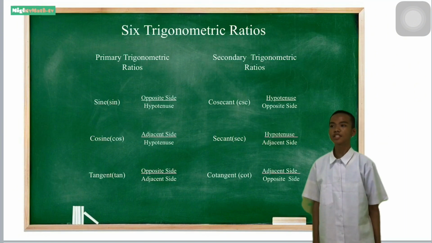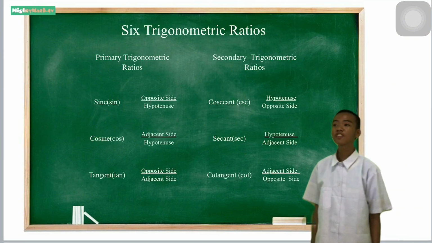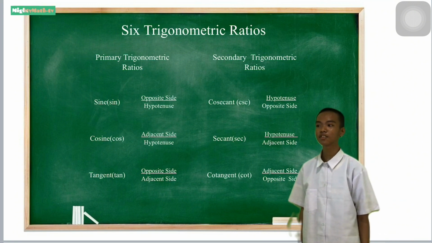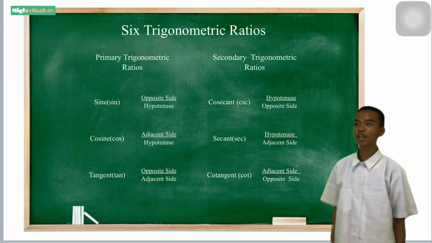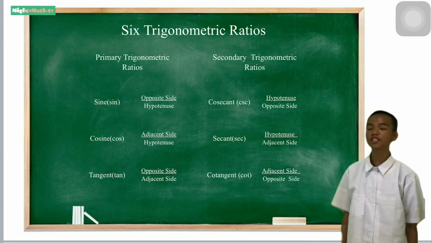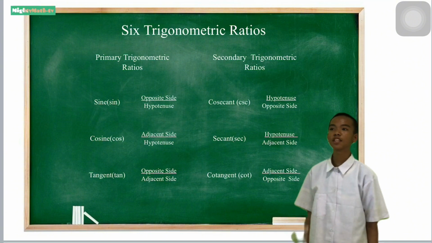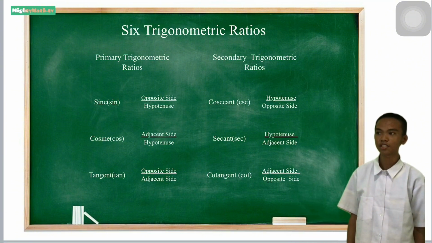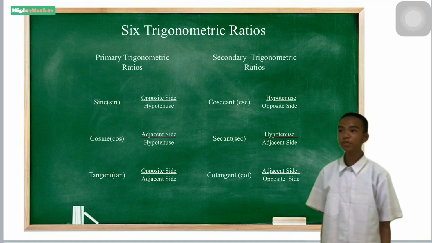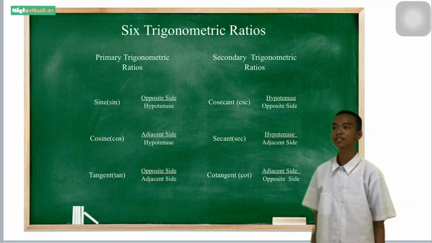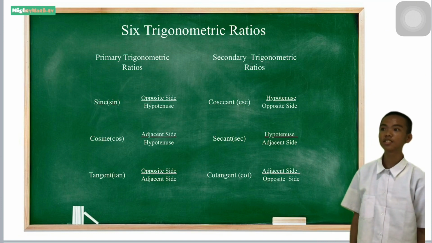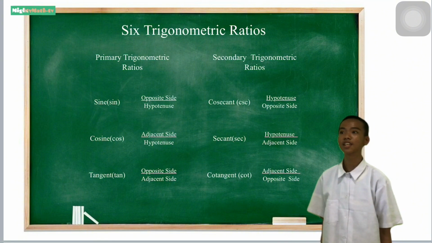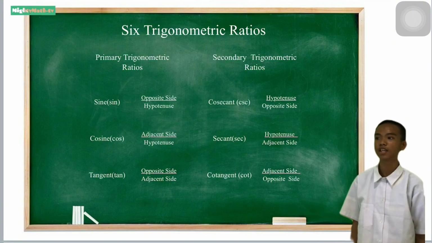trigonometry. The 6 primary trigonometric ratios are sine, cosine, and tangent, and the reciprocals are cosecant, secant, and cotangent. Sine is opposite side over hypotenuse. Cosine is adjacent side over hypotenuse. Tangent is opposite side over adjacent side. The reciprocal of sine is cosecant, which is hypotenuse over opposite side. The reciprocal of cosine is secant, which is hypotenuse over adjacent side. And lastly, the reciprocal of tangent is cotangent, and you guessed it, it is adjacent side over opposite side.